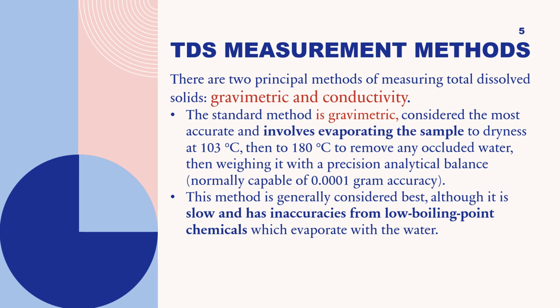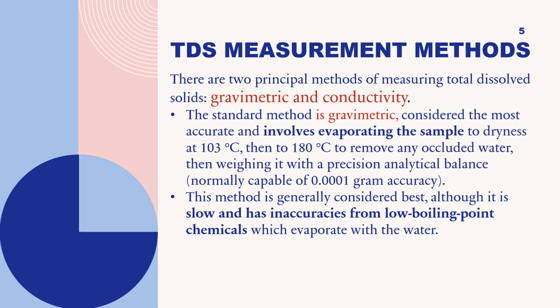Moving towards the measurement methods, there are two primary methods for measuring TDS. One is gravimetric and the other is conductive. So first, let's look at the gravimetric method. The gravimetric method is the gold standard. It involves evaporating the water sample to remove moisture and weighing the residue left behind. While the accuracy of this method is comparatively low, it is also time consuming.